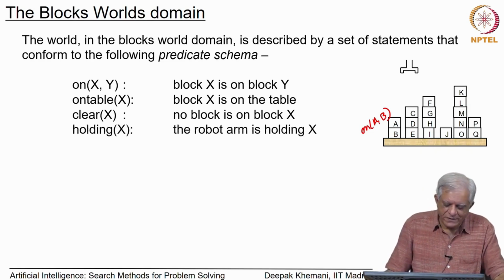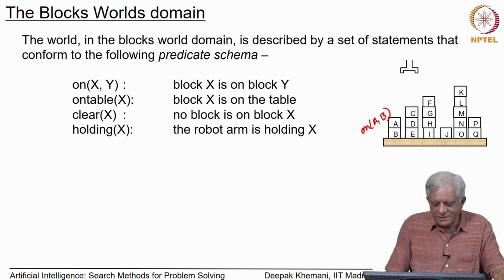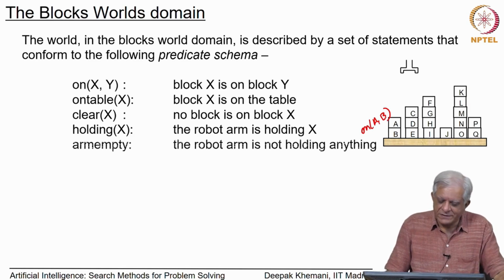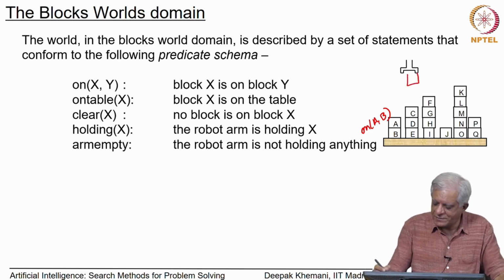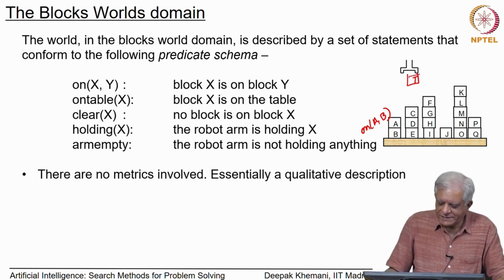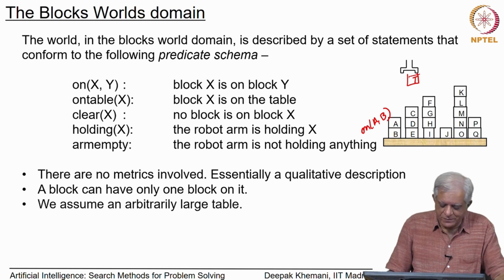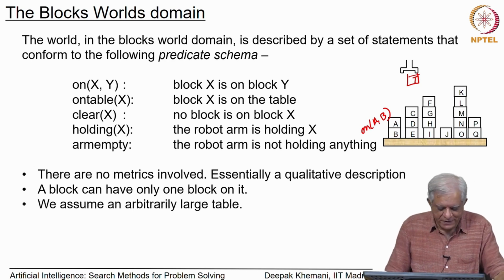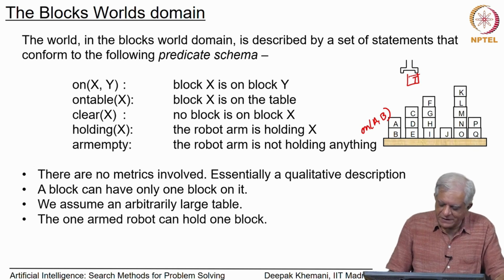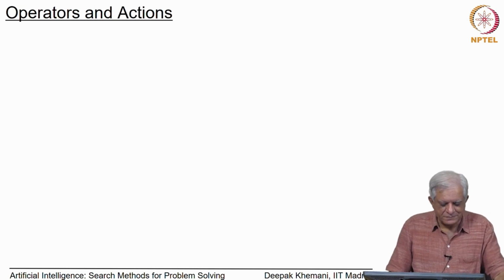Then there may be a situation where a robot arm may be holding x, where x is a block, or it may be the case that the arm is empty as is there in the current situation. But on the other hand, if the robot arm were to pick up some block, so let us say this block is called T, then we would say holding T essentially. So, as I said, there are no metrics involved. Essentially, it is a qualitative description of the world. A block can have only one block on top of it. We assume that we have an arbitrarily large table. So, there is no space constraint in that sense, and that the one arm robot can pick up one block at a time, and so on.